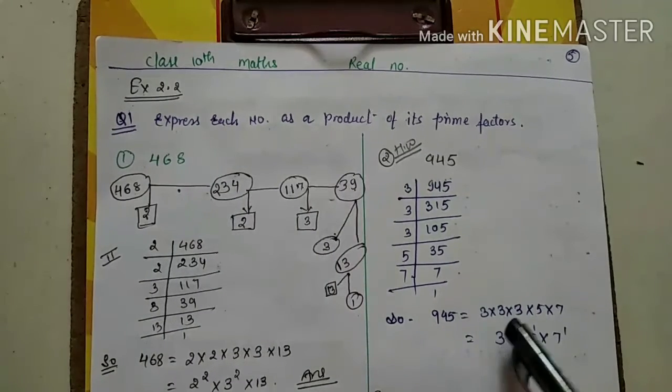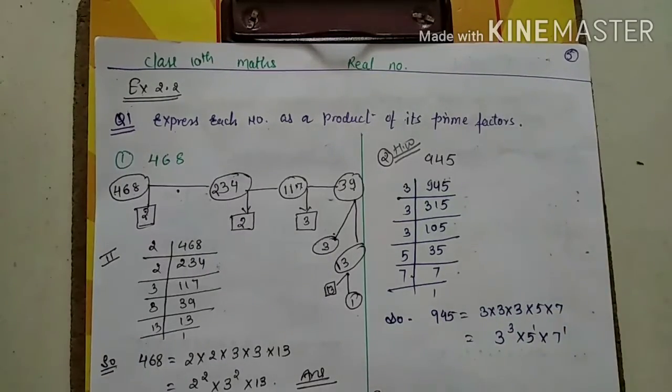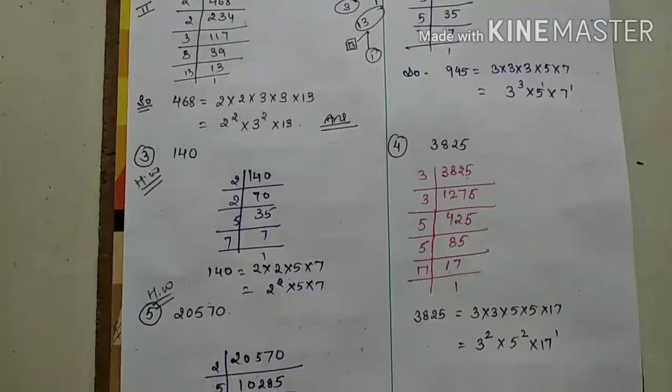So you can see 1, 2, 3. The power of 3 is 3, into 5 to the power 1, into 7 to the power 1. This is your required answer. Okay. Now move to the next question solution. Just match your solution with this.